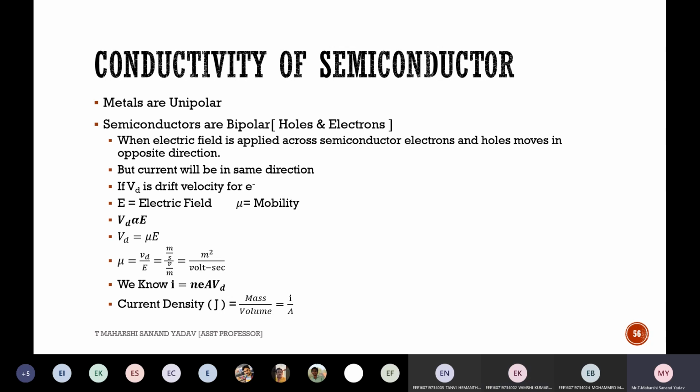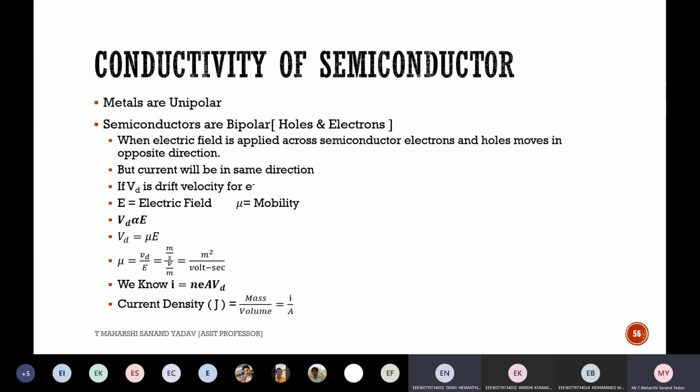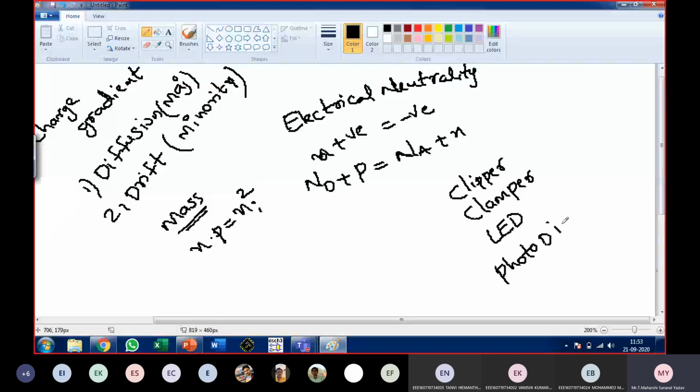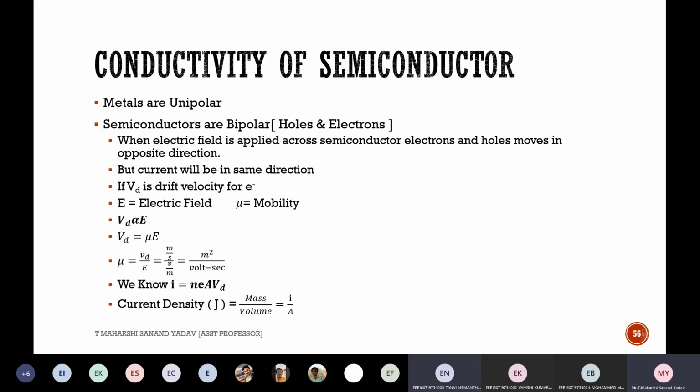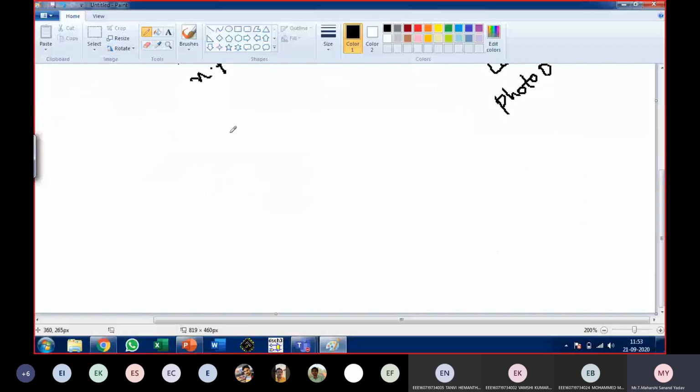Any more doubts with the previous concepts? Try to ask some doubts so that I can clarify. We are left with only four concepts now. We shall see clippers, next clampers, and after this light emitting diode and photodiode. Once these four concepts are done, unit 1 will be finished. Tell me how much you have revised and where you have doubts.